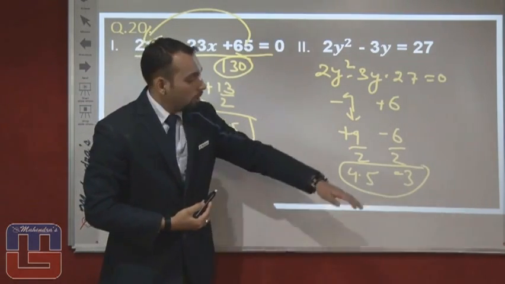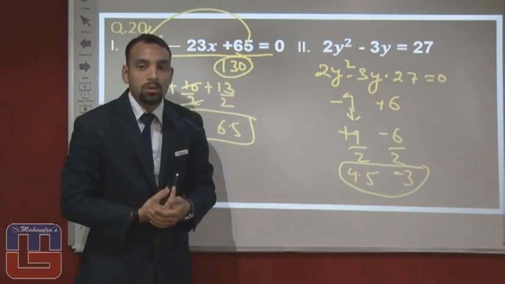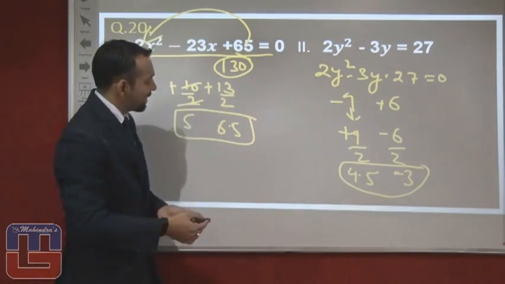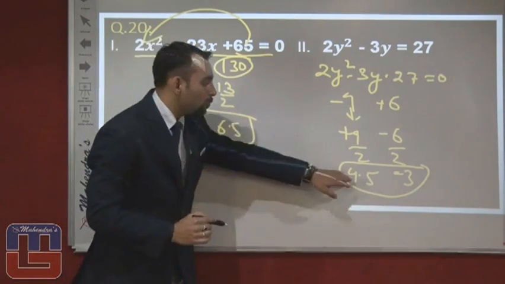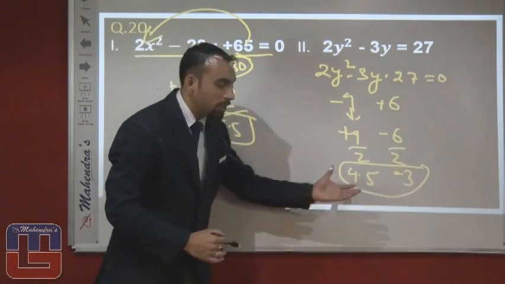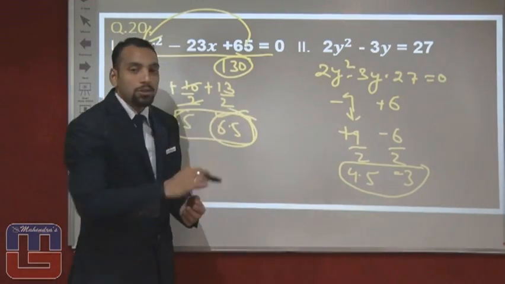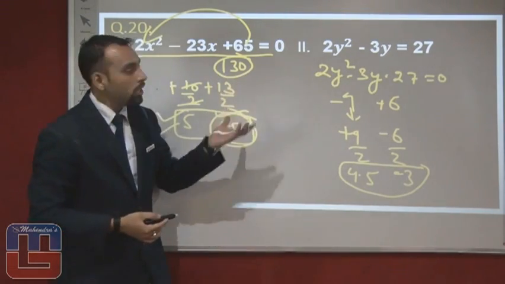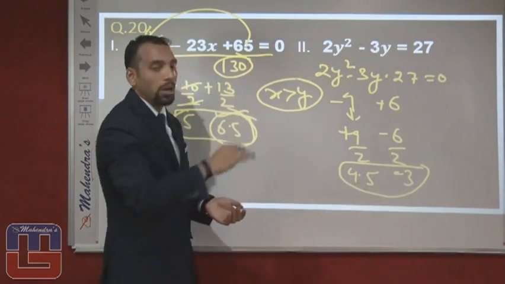Alright, now here we get the two values of y, here we get the two values of x. Now directly you can compare 5 and 4.5, which one is greater? This 5. Same, 6.5 and 4.5, again 6.5. And 6.5 and minus 3, which one is greater? Again 6.5. So the conclusion says that the relation between the two equations is x greater than y.